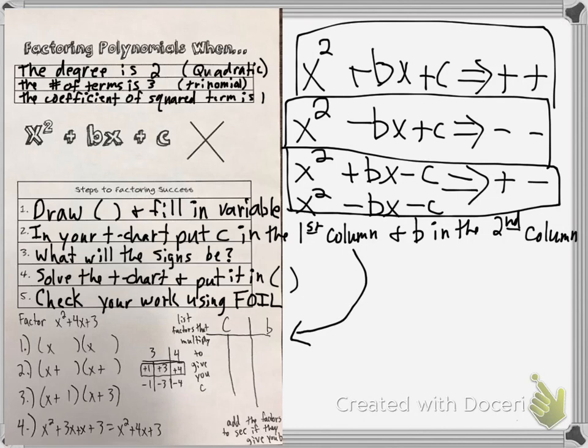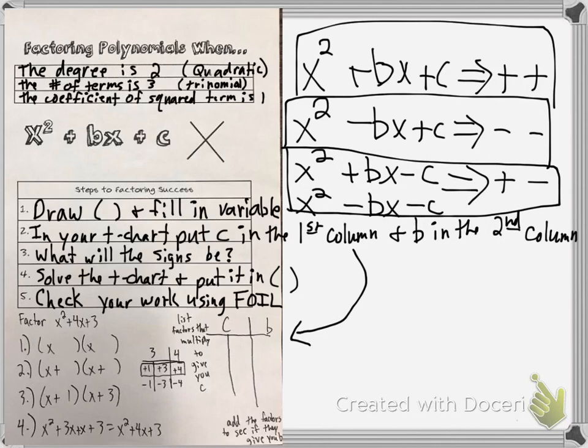Step 2, in your T-chart, put C in the first column and B in the second column. So I put my C value, which is 3, in the first column. My B value is 4, so I put it in the second column. Step 3, what will the signs be? It's a plus, plus. So I know both signs are going to be plus, plus. So I fill those into my parentheses.